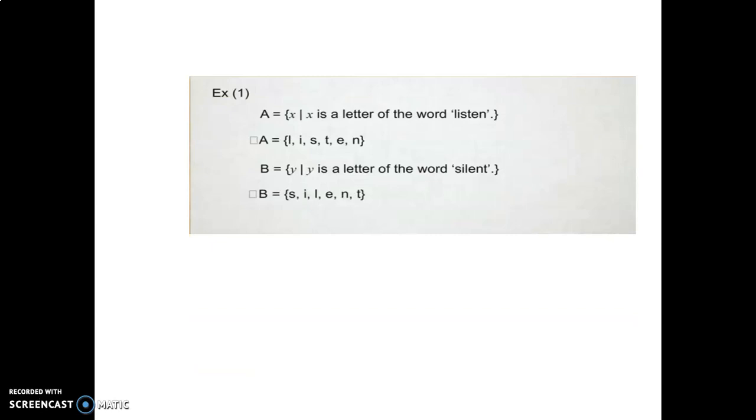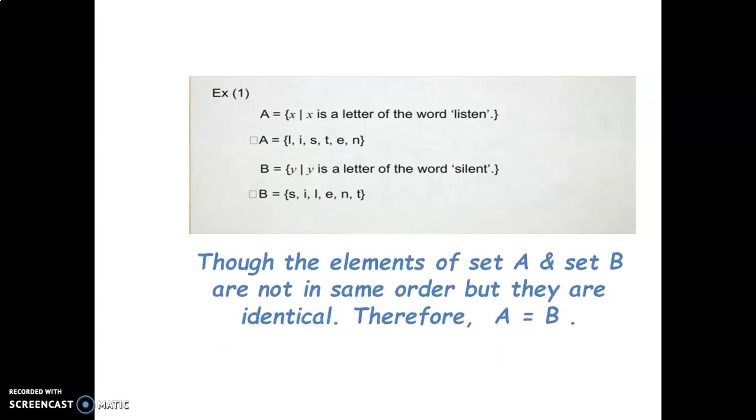Example, A equals {x such that x is a letter in the word listen}. It is given in rule method. You'll write it in listing method. So A equals {L, I, S, T, E, N}. The second set is B equals {y such that y is a letter in the word silent}. So in listing method, you'll get it as {S, I, L, E, N, T}. Though the elements of set A and B are not in the same order, they are identical. Therefore, A equals B.